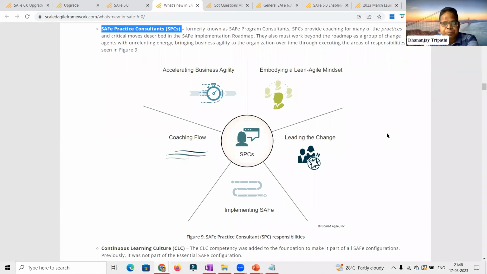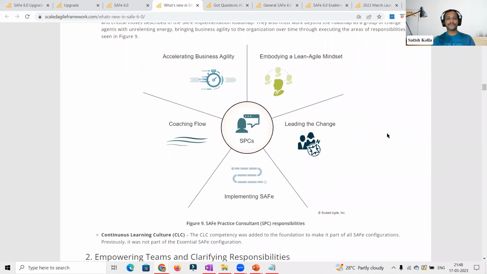Yeah. And just one more context regarding that: half the time we used to get a query like, when we say program consultant, are they only for the program level? No, the SAFe practice consultants are at the enterprise level as well. If your organization is implementing Scaled Agile, that's why it is defined as a practice consultant instead of a program consultant. Yeah.